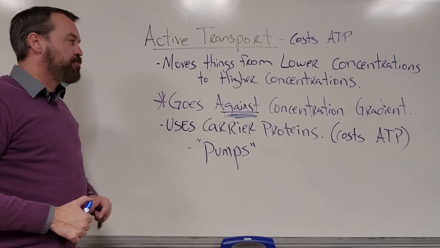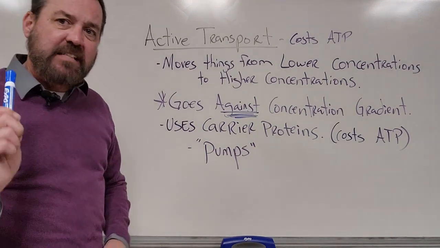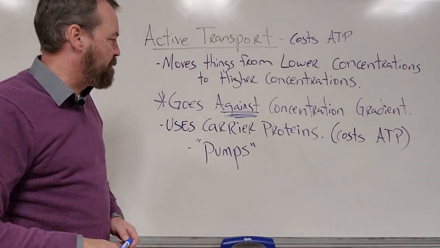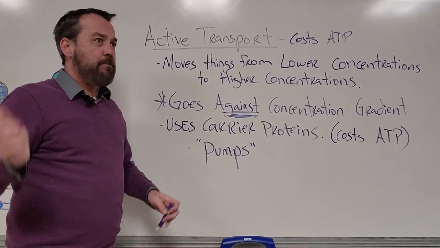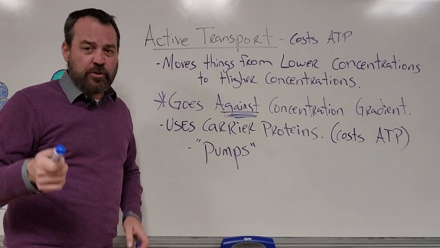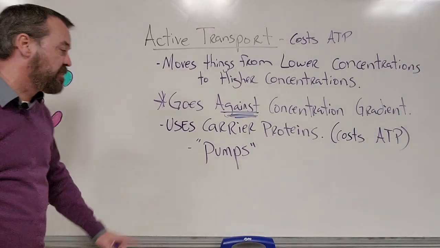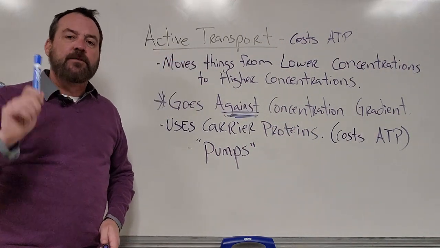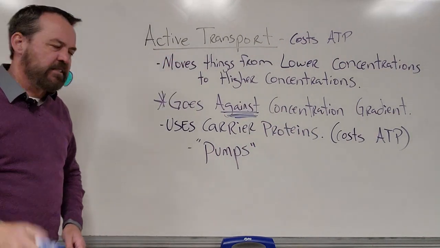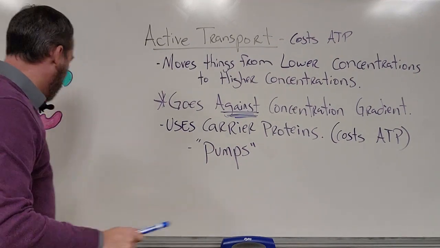The way active transport works, it uses carrier proteins, and this is actually what costs us ATP. We often call these pumps. With our passive transport, we had facilitated diffusion that doesn't cost us any ATP and also uses proteins. With our active processes, active transport specifically uses carrier proteins and costs ATP, and this is why.